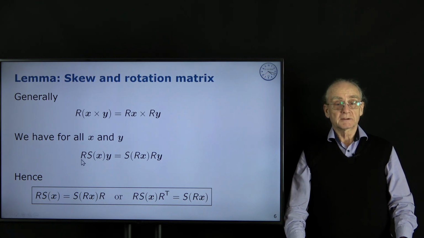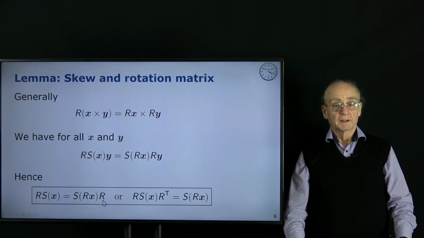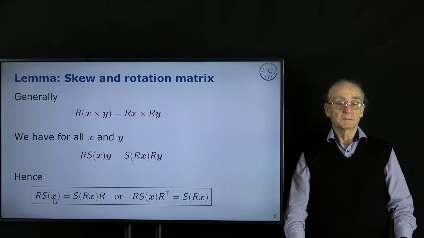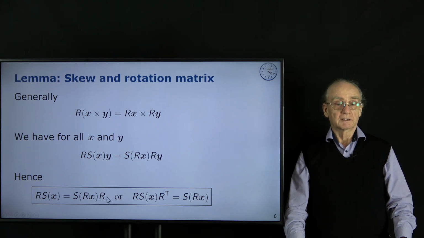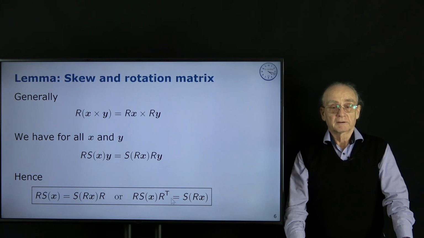That means the two matrices R times S of x is the same as S of the rotated vector multiplied with R. So we have this general relation, and you see it allows us to exchange rotations and skew-symmetric matrices, but we have to take into account that the arguments of the skew-symmetric matrix are not the same. So we have here Rx and here x. Or we can also write it in this form. That means if we take a skew-symmetric matrix and rotate it from the left with R and with R transpose from the right side, we get the skew-symmetric matrix of the rotated vector x.